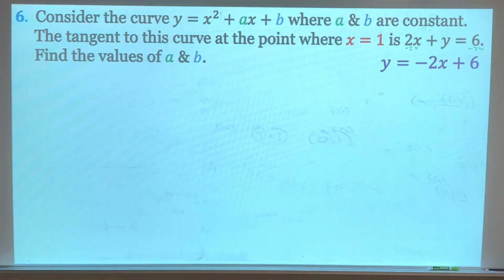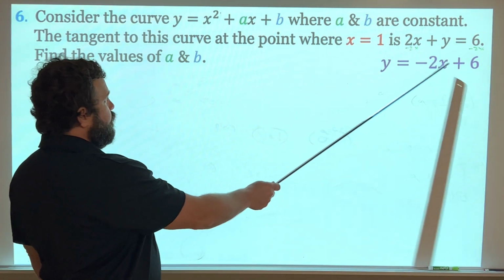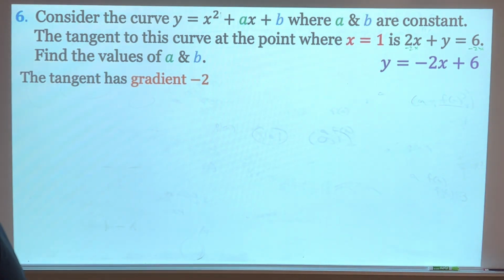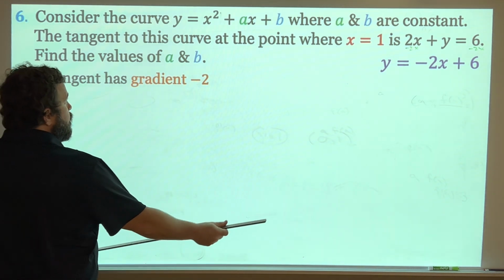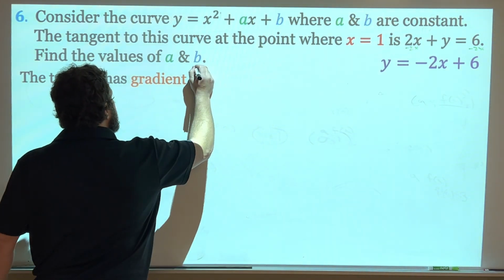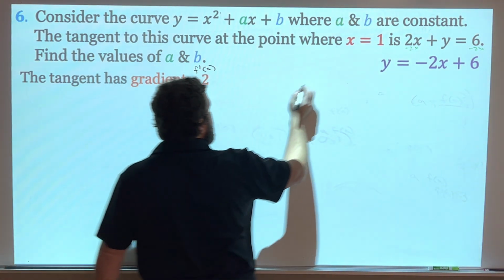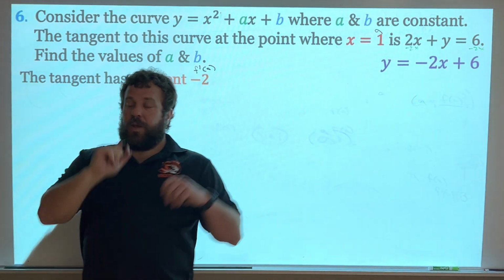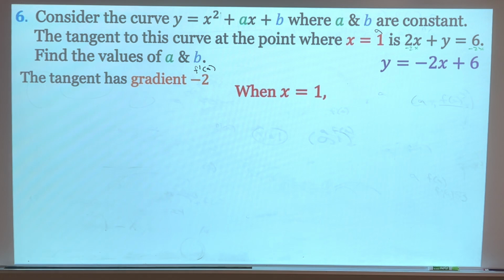So the next step is, what does my tangent have a gradient of? The gradient is the slope. What's my gradient? The thing before the x. Gradient is negative 2. So now I know my tangent has a gradient of negative 2. What else do I know? When x equals, so now I have my f prime a, and my a. What do I need? My f of a. So when x equals 1, how do I find my f of a? Plug that into the original equation.